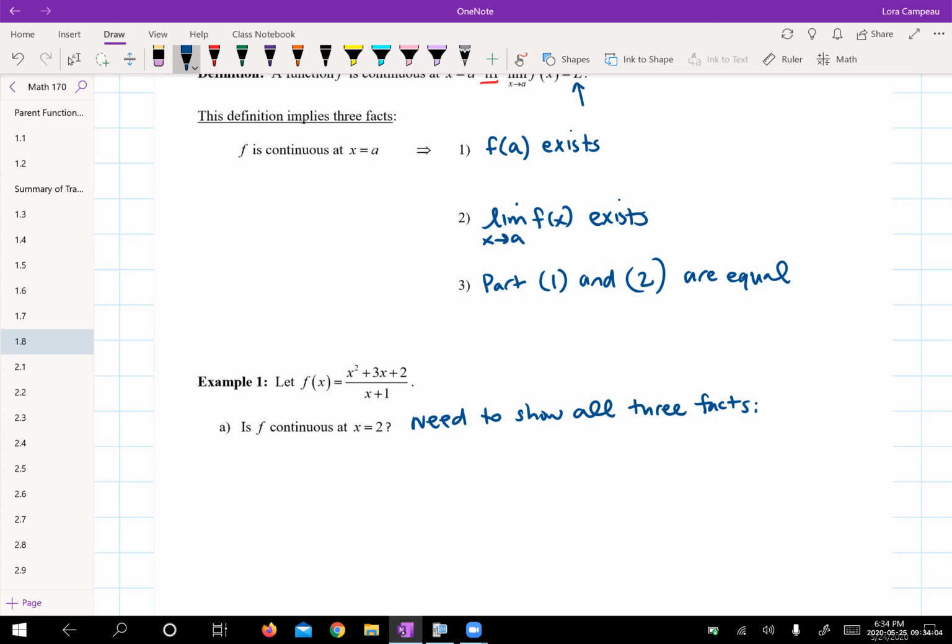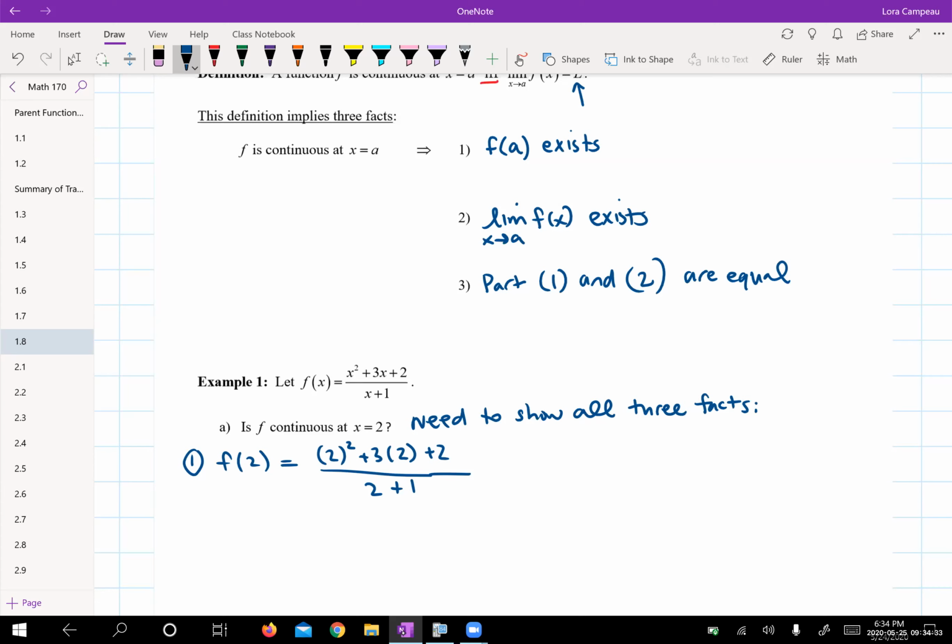So I'll number them. So number 1, we want to decide, is the function evaluated at 2, do we have a number that we get that exists? So the rational function is not too crazy. Let's plug this in. We're going to plug in 2 every time we see the x. So a lot of times I like to show this if I'm trying to designate what my work is.